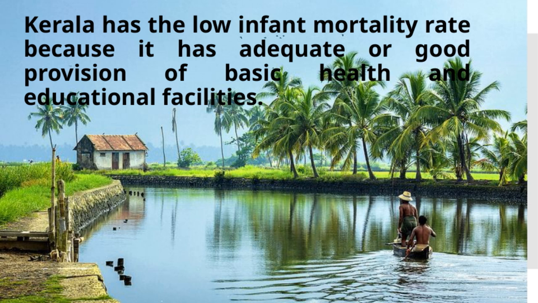This combination creates a healthier environment for infants and contributes to lower mortality rates. It's a clear example of how investing in fundamental social services can lead to tangible improvements in public health. And this ties into our broader theme, developing sustainable, inclusive progress through effective resource allocation. So, Kerala's experience shows us that robust health and education infrastructure are key drivers of social development.